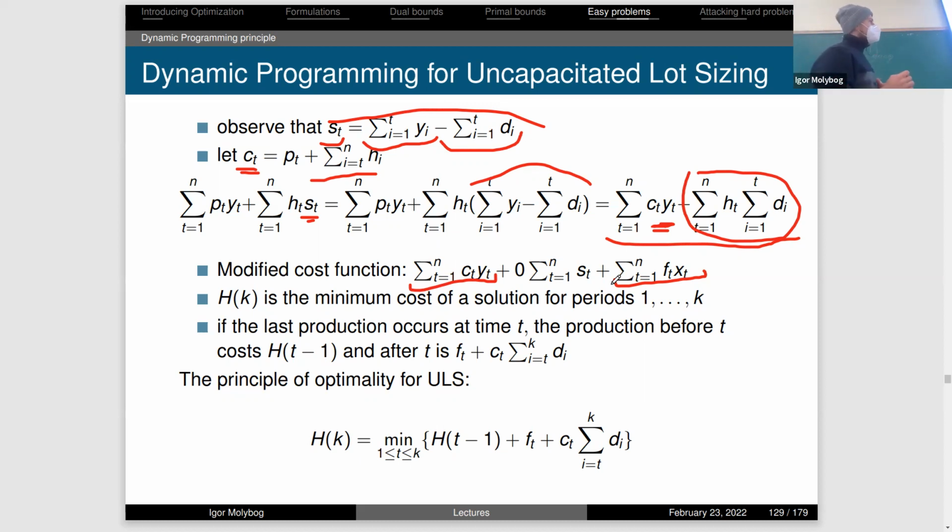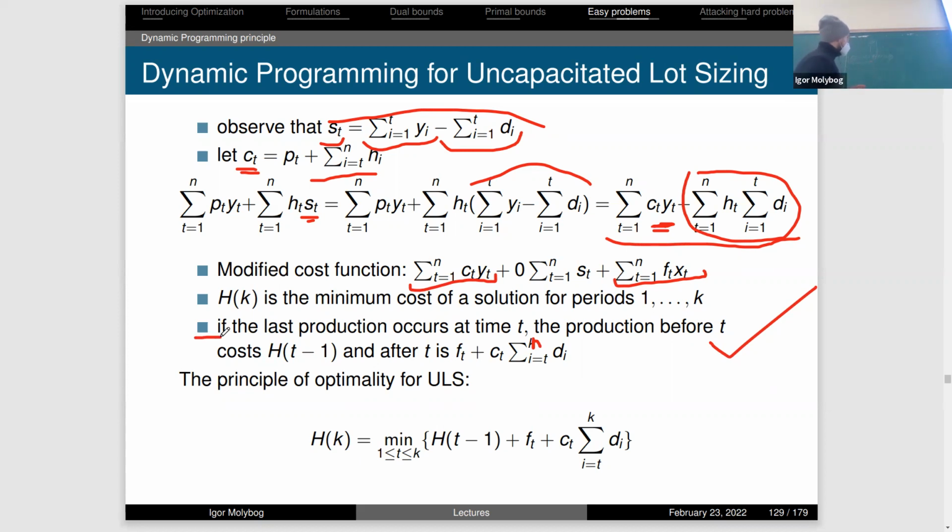If the last production occurs at time t, the production before t costs h of t minus 1. And after t, it is ft plus ct times the sum of demands from t to k. It's not from t to k, it's from t to n, I believe. So there's a typo here too. Okay, so are there any questions about the last statement?